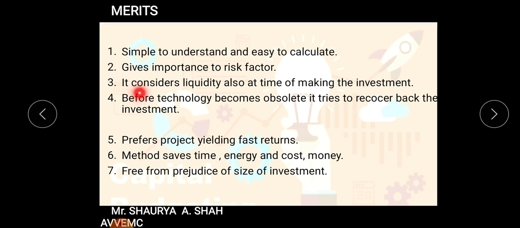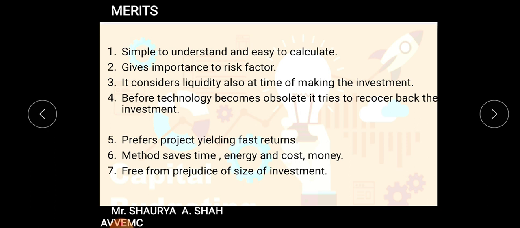The third is it considers liquidity also at the time of making the investment, right? How does it consider the liquidity at the time of making the investment? It considers the annual cash flow, as we saw. After 1 year, how much you are getting, after 2 years, how much you are getting. So it starts liquidity calculation even after the project is implemented, right? So again, it considers liquidity position.